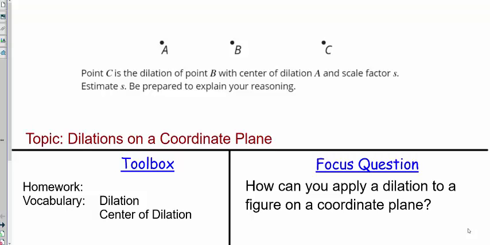We are back at it again with another video talking about dilations on a coordinate plane. And our focus question today: how can you apply a dilation to a figure on a coordinate plane?